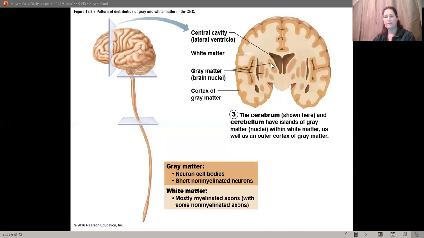These are called islands or nuclei. They are made up of clusters of cell bodies, and they each have unique functions.